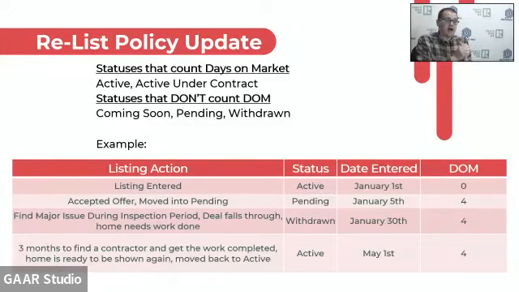Rochelle, if the listing expires and you make a new listing agreement, if it's within 30 days, the best thing to do is just to reactivate the listing. The real best thing to do is just amend the listing and keep it going. But if you do a new listing agreement, we'll either reactivate the existing listing, or if you do a new listing, we're going to fix the days on market either way.